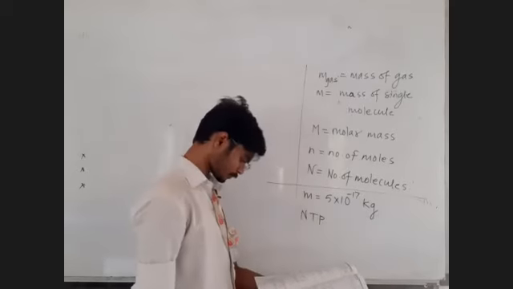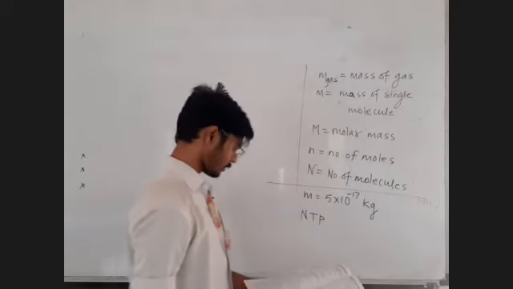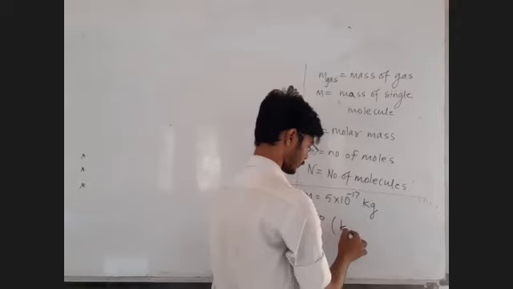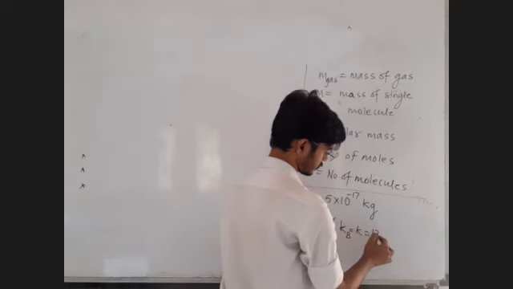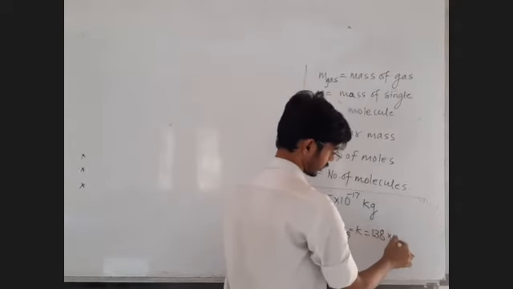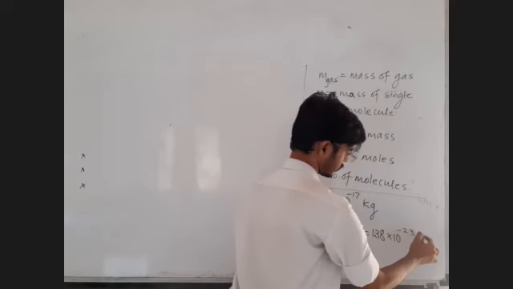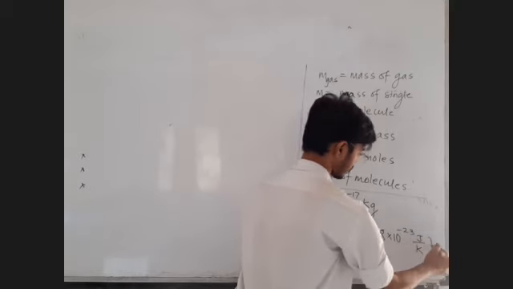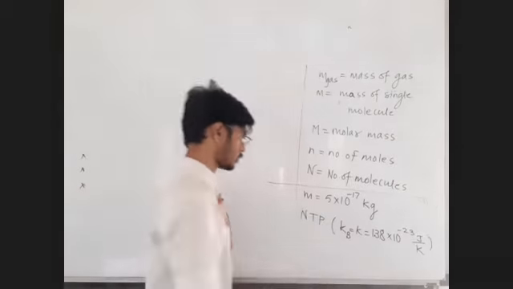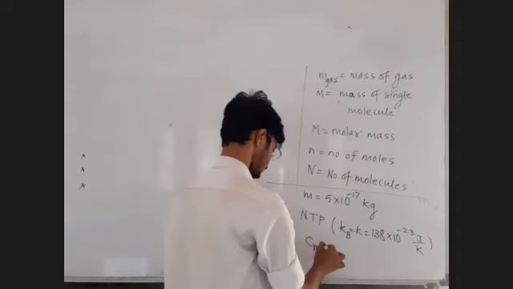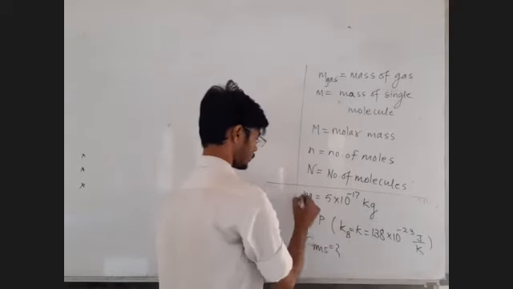Fine, no problem. And the Boltzmann constant value k, that is k_B equal to k equal to 1.38 into 10 to the power minus 23 joule per Kelvin. Okay, this information is given to us. What is the RMS speed of these molecules? C_RMS is equal to question mark.